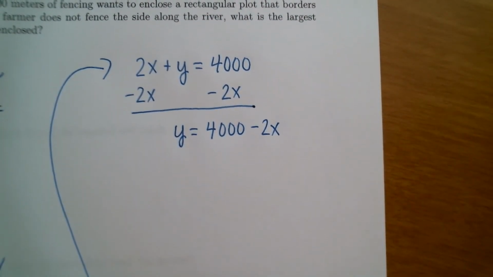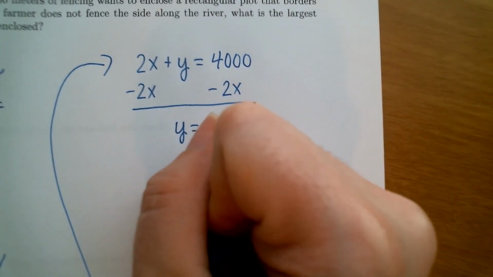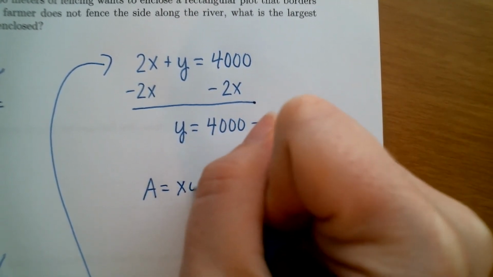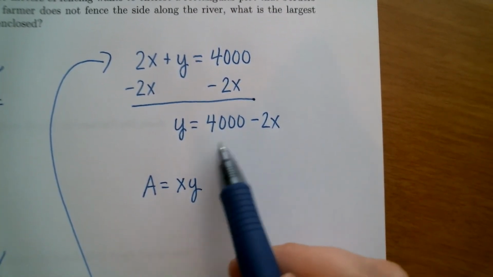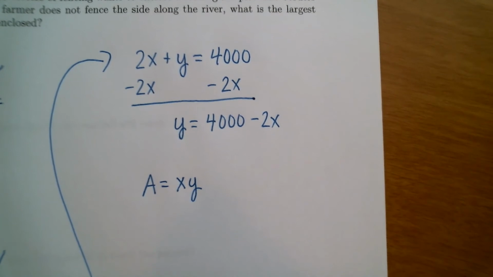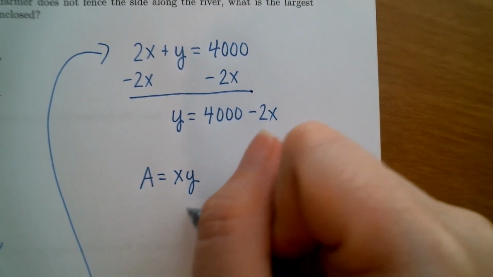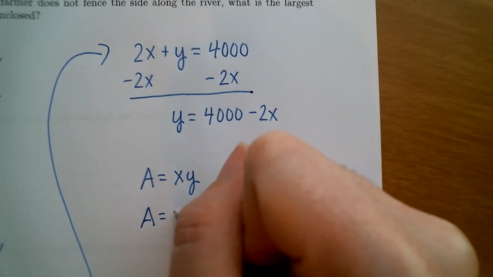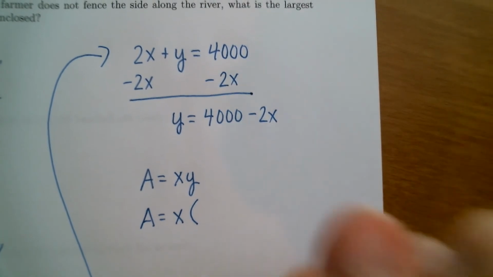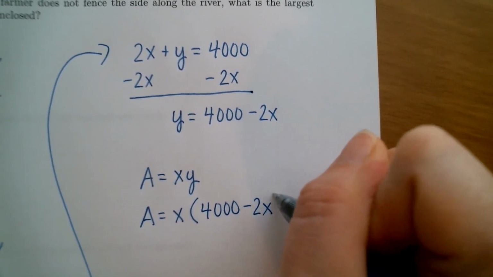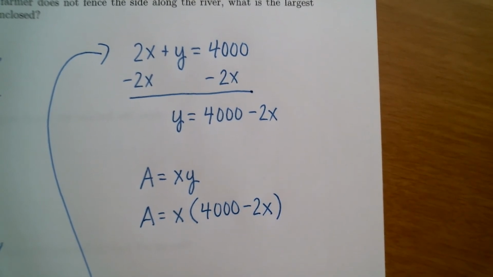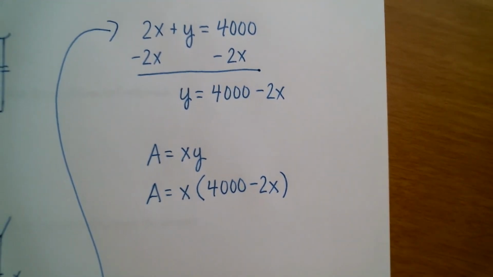Okay, that's what the perimeter equation tells us. Now we want to work with the area equation, which we know is x times y. I am going to substitute this value of y into the area equation. So now my area equation becomes x times y, and y is the same thing as 4,000 minus 2x. I'm going to go ahead and simplify that.